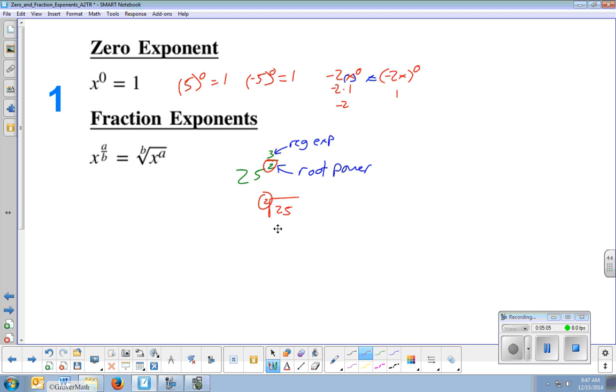So square root of 25 is obviously 5, and then that cubed, the regular exponent raised to the third, and 5 cubed is 125. And so your final answer would be 125.